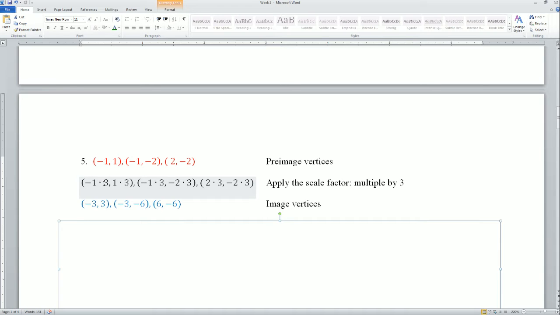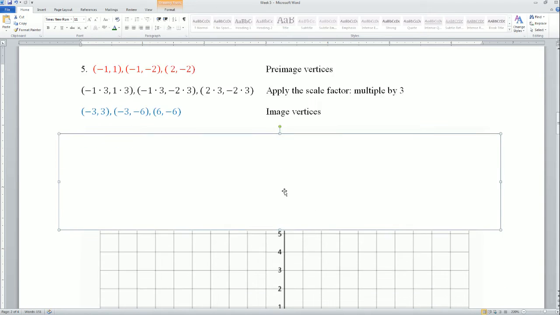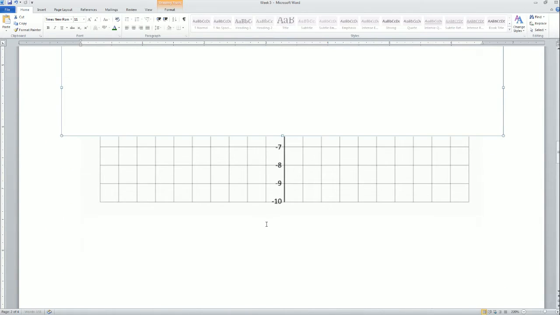So negative 1 times 3, negative 3. 1 times 3 is 3. Negative 1 times 3 is negative 3. Negative 2 times 3 is negative 6. 2 times 3 is 6. Negative 2 times 3 is negative 6. Okay? That is how I got the new image. I call that the image vertex, the new image. Okay?